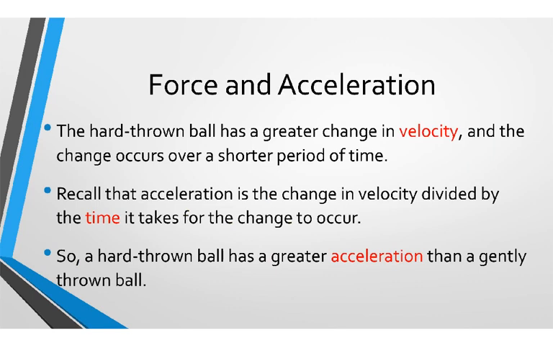The hard thrown ball has a greater change in velocity, and as we know, change in velocity is acceleration. So it's either a change in the speed of an object or the direction of the object or both. And this change occurs over a shorter period of time. Recall that acceleration is a change in velocity divided by the time it takes for the change to occur. So we've looked at acceleration a lot already. This is just a different way to look at acceleration.